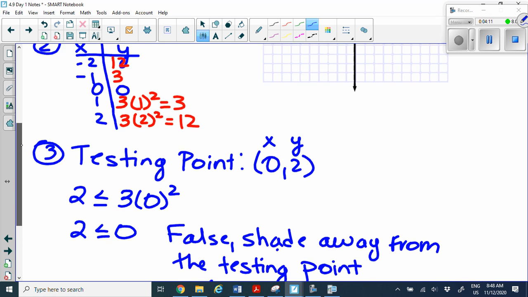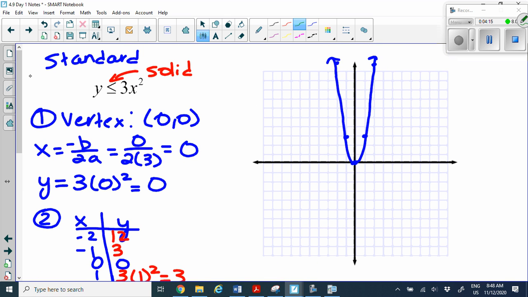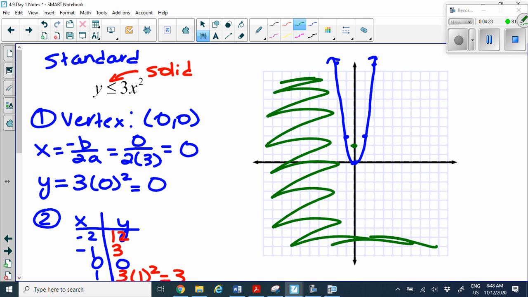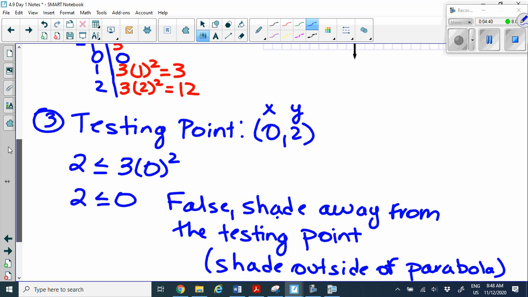Okay, because remember our 0, 2 was this point here. That was my 0, 2, and that didn't work. So that means I have to actually shade outside of the parabola. So everywhere that's outside, I shade. Okay, make sure you watch the last part of the video. That's just once again another example, but I would like you guys to go ahead and try that on your own by yourself, okay? Make sure you do get this down.